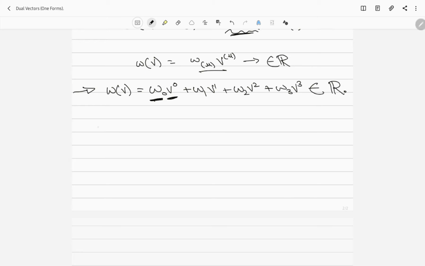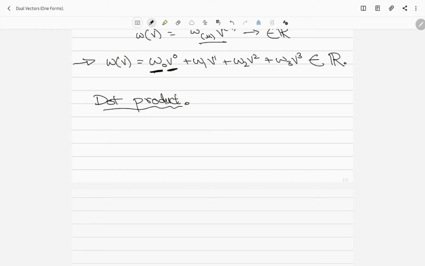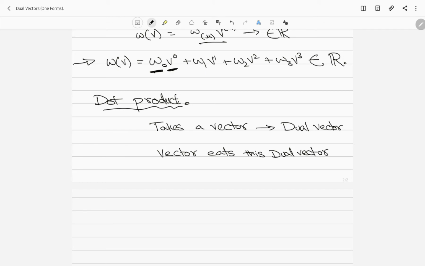So first of all, for a dot product, you might be learning the dot product properly in this part of the video. What it does is that it takes a vector, and then it turns it into a dual vector. That's the first step. You have a vector, you turn it into a dual vector, and then you let a vector eat this dual vector, and now when it eats a dual vector, it has to throw something out, right?